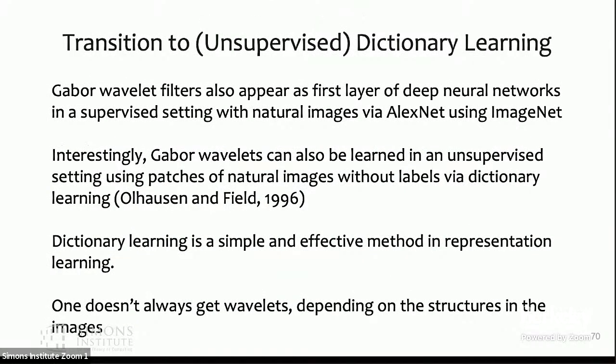So now we transition to unsupervised dictionary learning. We use Gabor because science already uses the local Fourier transform, and physics loves the Fourier transform. However, wavelets can also be derived through image patches from AlexNet. And dictionary learning is actually a simple, effective method in representation learning. But you don't always get wavelets. So that's why dictionary learning is very interesting. Otherwise, we'll just use wavelets.